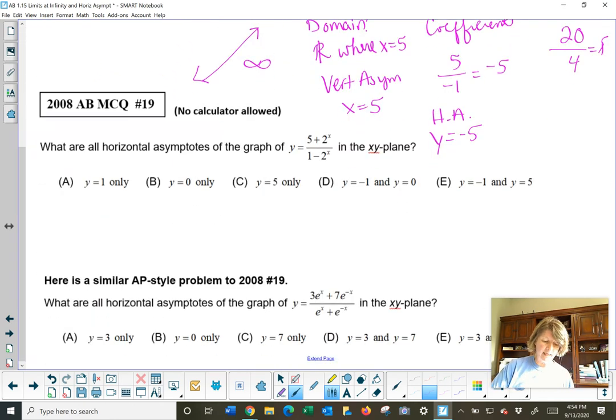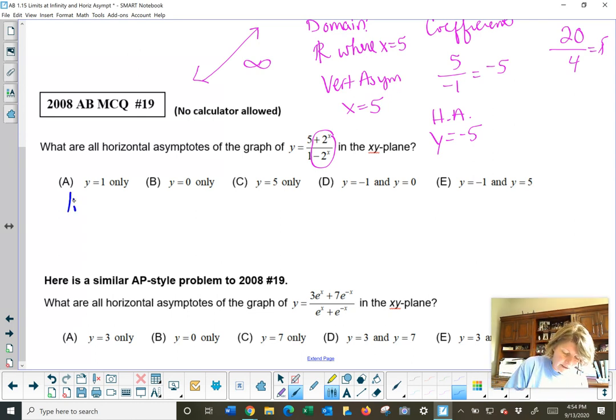2008, what are all the horizontal asymptotes of this? I'm going to focus in on our very largest degrees, which is 2 to the x over -2 to the x. Now, this one we haven't discussed before. And with that x being in the exponent position, that makes it a little trickier.